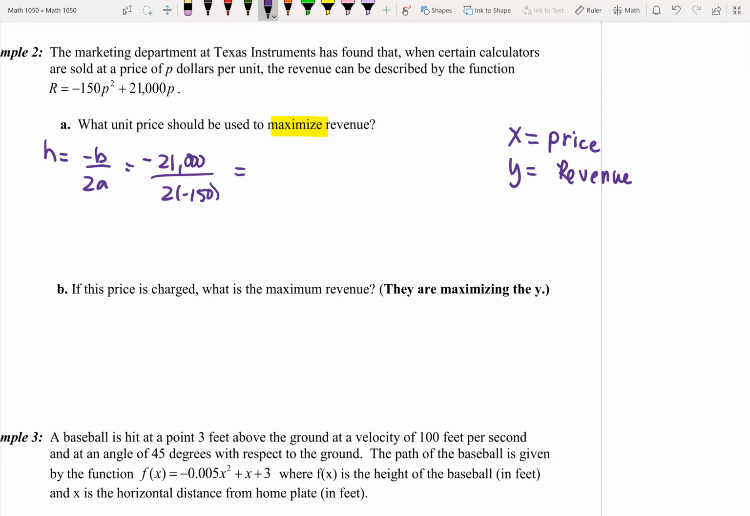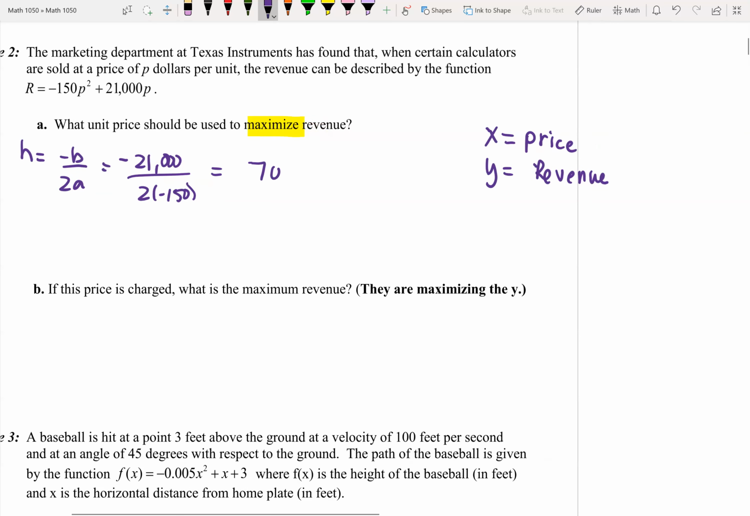So that's 21,000 divided by 300, and that gives me 70. Okay? Now listen. What does that stand for? Can anybody tell me what does that stand for? The x coordinate of the vertex. What does the x stand for? Price. Read the question. What unit price? That's my answer. But I have to have a label. What's my label? Dollar sign is correct. Good.